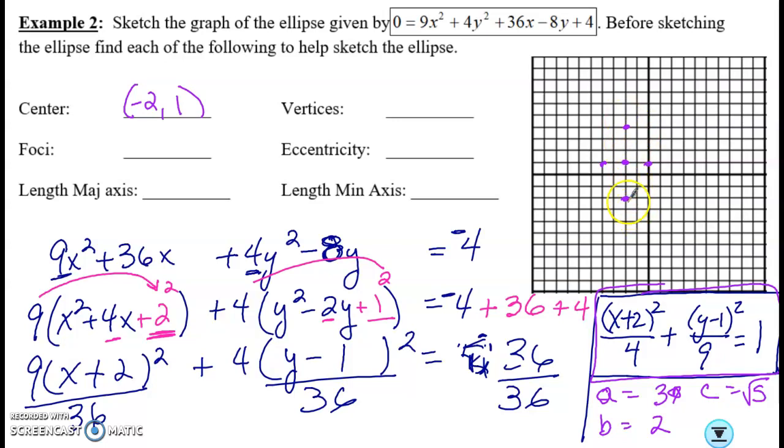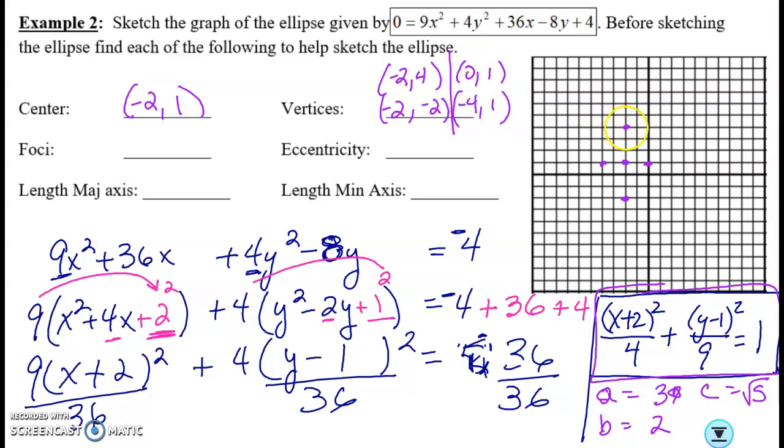So when they talk about vertices, in my mind, they want the major vertices unless they specify. So our major vertices here are going to be, let's see, we're going up in the y direction 3. So they're going to be (-2, 4) and (-2, -2). If you want to put the minor vertices in there, they're going out in the x direction. So they're going to be at (0, 1) and (-4, 1).